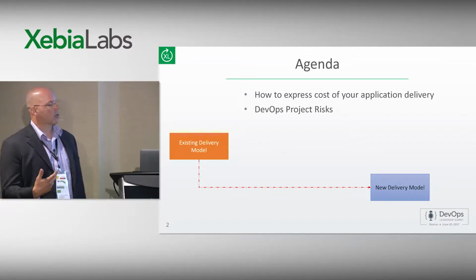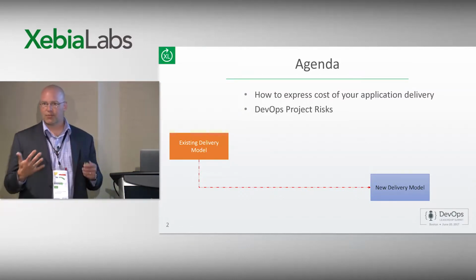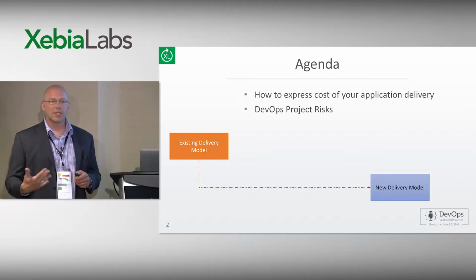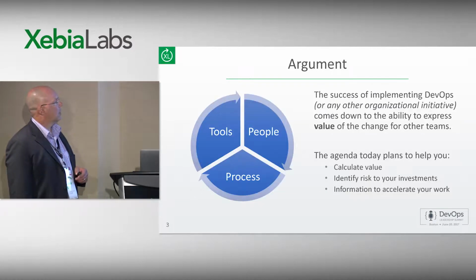The other piece I thought could be interesting for folks is what I see in terms of implementation for these types of transformations, these DevOps transformations. What types of risks are out there? How do I identify risk in my change?